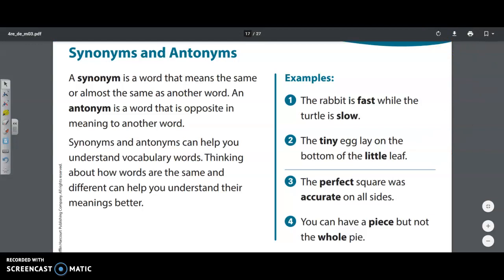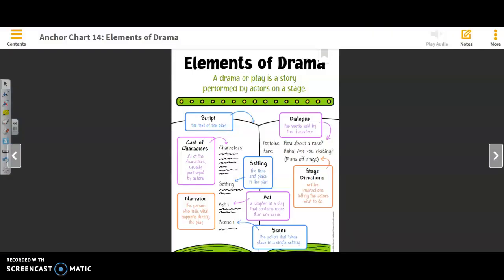So now we are going to look at the elements of drama, because the story that we have been using in our My Book is a play, the Catch Me If You Can play. So as we're looking at this, a drama or a play, those are synonyms, is a story performed by actors on a stage. So a play tells a story that was written to be performed by actors with an audience. And so dramas and plays have a cast of characters, and all of these are usually portrayed by actors. That's who's being these characters.